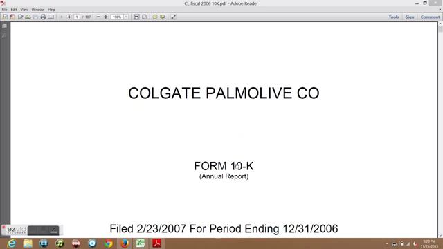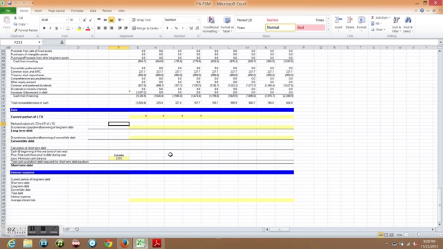Hey guys, today we're going to finish up the debt side of the operating model, and then we're going to be done with the model, the financial statement model. So pull up your model, and I'm going to zoom in so you guys can see.